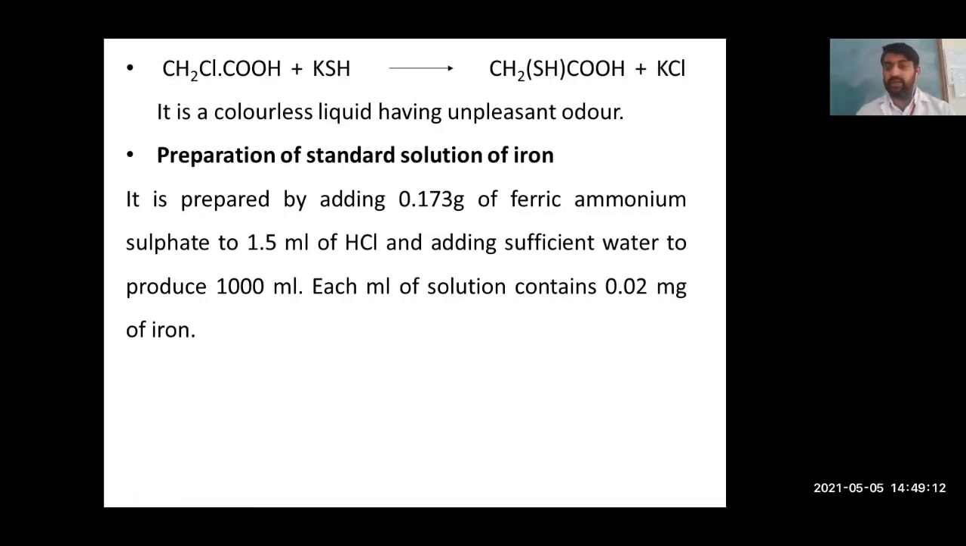Next, how to prepare the standard solution for iron. It can be prepared by adding 0.13 gram of ferric ammonium sulfate, that is ferric alum, to 1.5 ml of hydrochloric acid and adding sufficient water to produce 100,000 ml of solution. This solution contains 0.02 mg of iron.